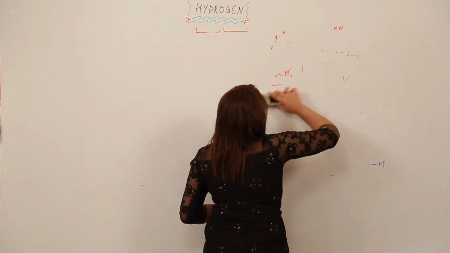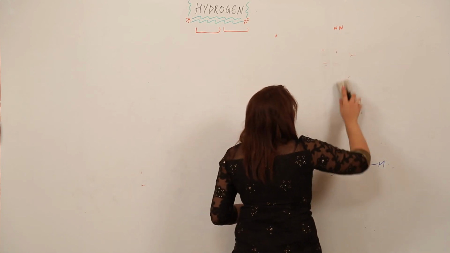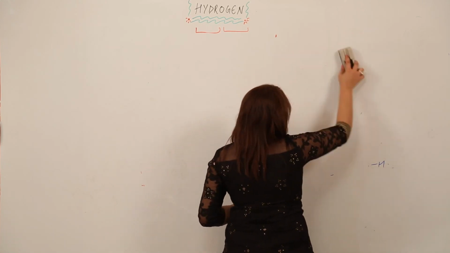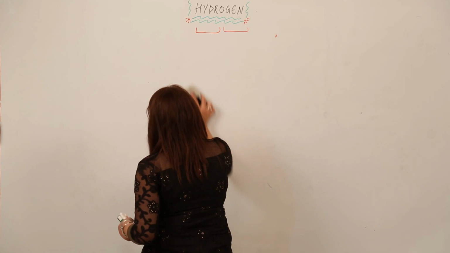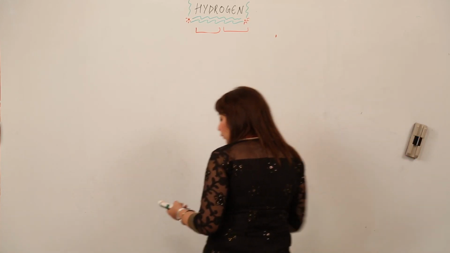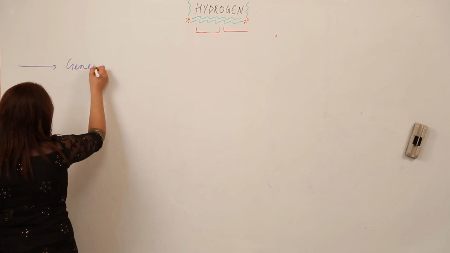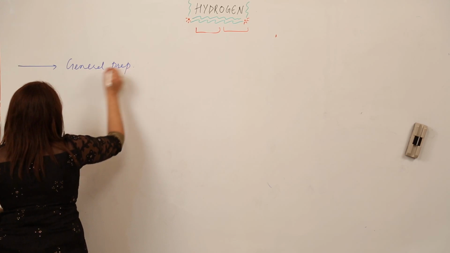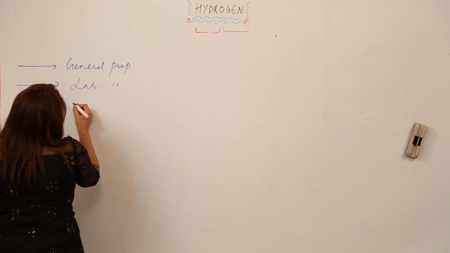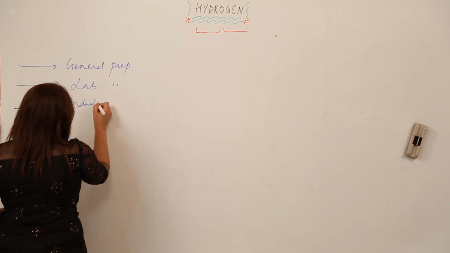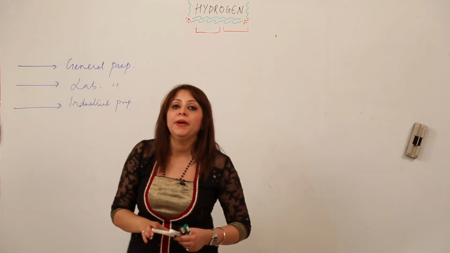So the next topic we are going to start today is the preparation of hydrogen, that is, what are the different methods by which hydrogen can be prepared. Actually we have three types of preparation, right. One is the general preparation, another is the lab preparation, the third one is the industrial preparation. So by these three different methods we can prepare hydrogen, right.